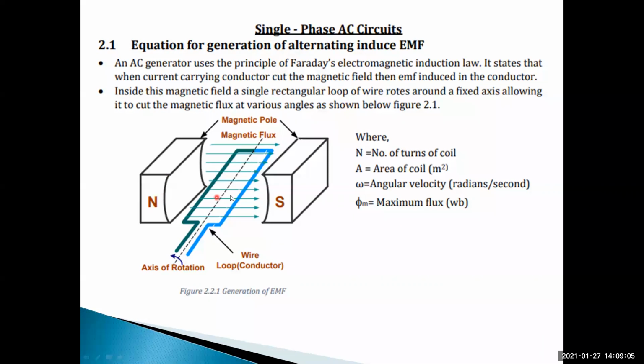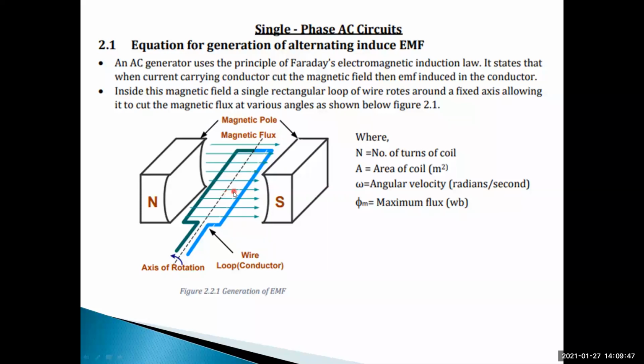This is called North Pole and South Pole, with a magnetic field in between. In this magnetic field, the conductor is rotating. When a current carrying conductor cuts the magnetic field, then EMF is induced in the conductor. In the stationary magnetic field, the current carrying conductor rotates in this direction, then EMF is induced, according to Faraday's law.